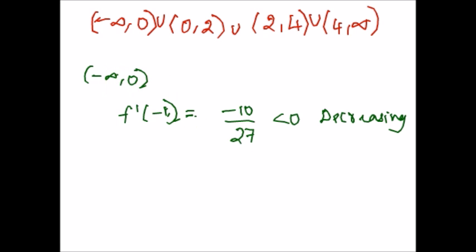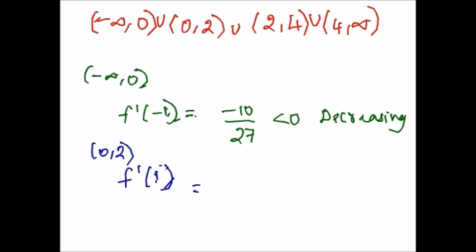Hope you're clear so far. Now let's pick one number in the second interval. In between 0 and 2, I can pick 1. If I replace x by 1 in the f dash of x, I'm getting a positive number 6, which is greater than 0. So it means the interval 0, 2 is increasing.